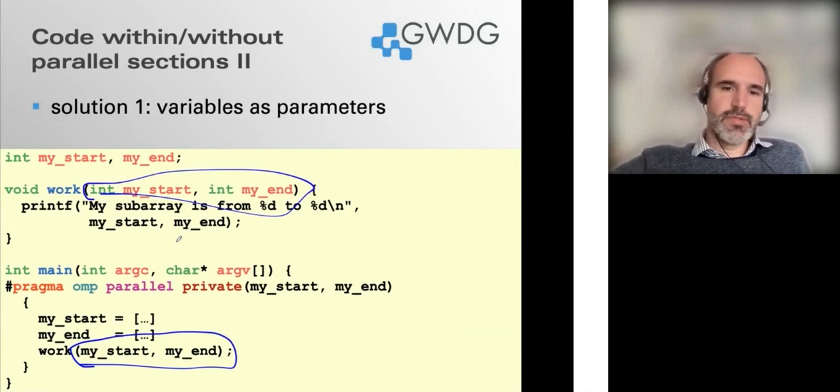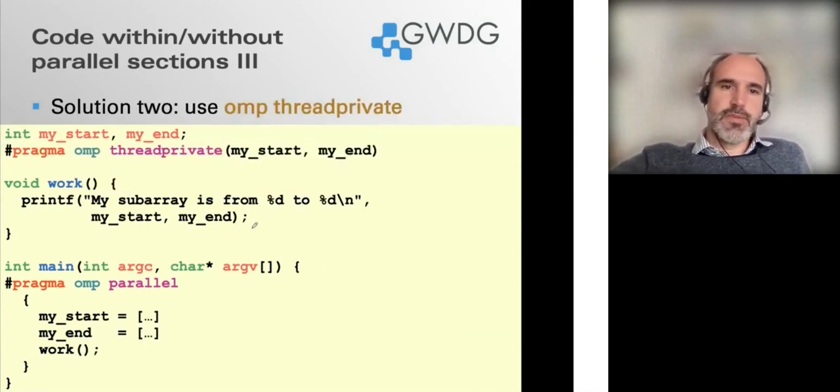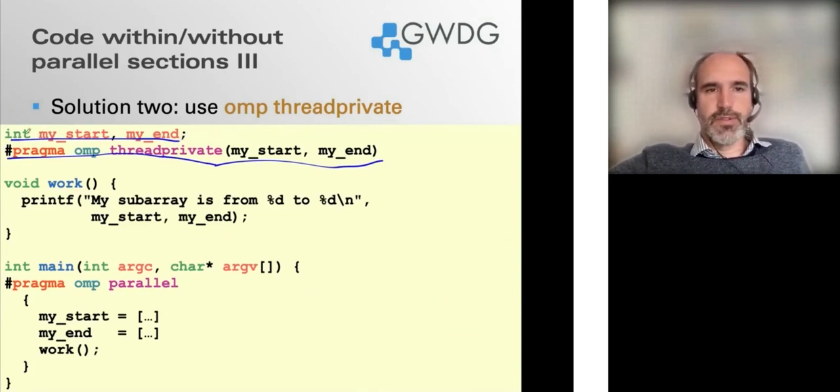Then they would be in here, and then they would be defined. It's a very common use case, but there is something offered by OpenMP. This is the threadprivate clause here. That means after you call the variables, you can, so to say, define them as thread private.